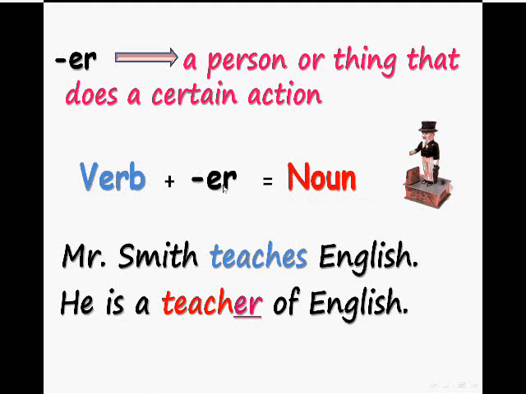So here the suffix er meant that when I put it to a verb, it means that it is a noun. So of course a person who teaches is a teacher, a person who drives is a driver, a person who writes is a writer, and so on. Okay, so it means here if I put er, it means that I'm talking about a person or a thing that does a certain action. And of course here, this action is teaching. Okay.